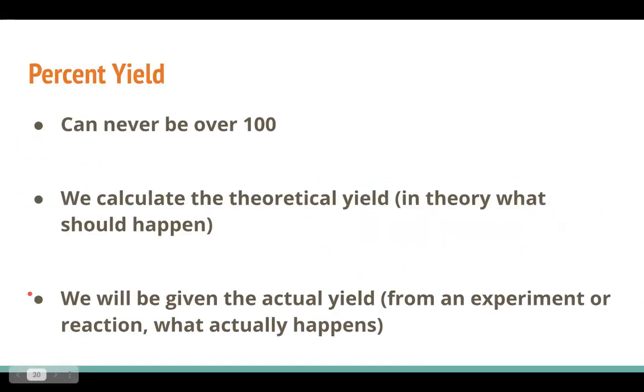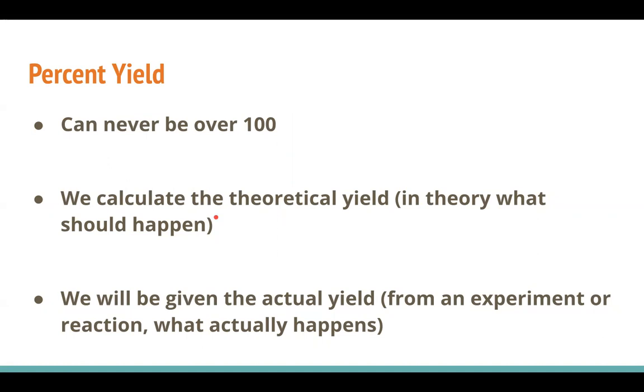A couple things to remember about percent yield is it can never be over 100, and it will never be 100 really, because if it was 100%, that would mean everything was perfect and there was absolutely no error in your experiment, which never really happens because we live in an imperfect world. So I would be very skeptical if you got 100%. Also, if you get more than 100%, then you know you did it wrong and you need to recalculate, because you will never end up with more product than you calculated. You're going to lose some along the way.